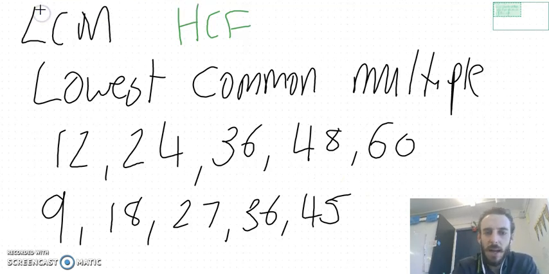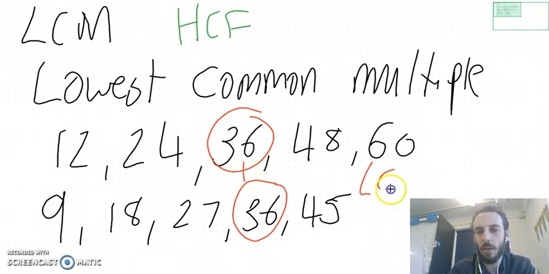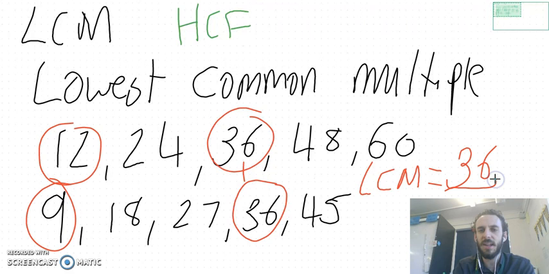So in terms of finding the lowest common multiple, we just look for, well, which ones do they have in common? In this case, they don't really have that many in common at all. All we can see is 36. That appears to be the only common one, and it's also the lowest one they have in common. So the lowest common multiple of 12 and of 9 is 36.